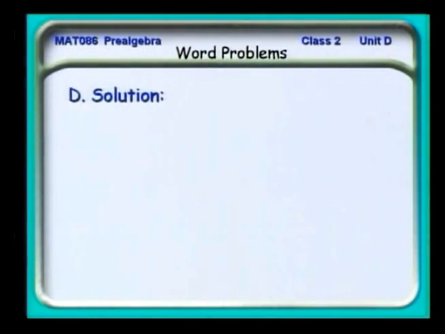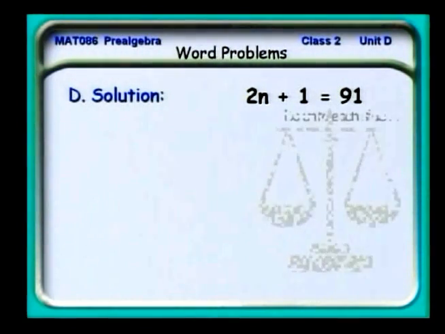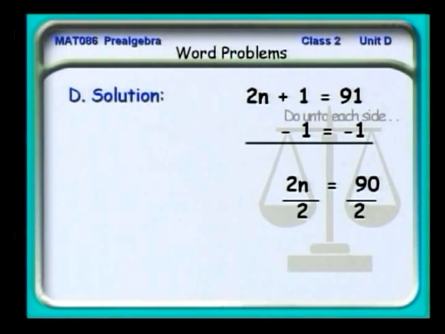We now need to work on the solution to the equation. We have 2n plus 1 equals 91, we need n by itself. So I subtract a 1 from each side of the equation to get rid of the 1 on the 2n side, and I'm left with 2n equals 90. Then I need to divide both sides of the equation by 2 to get n by itself. When I do this, I wind up with n equals 45.